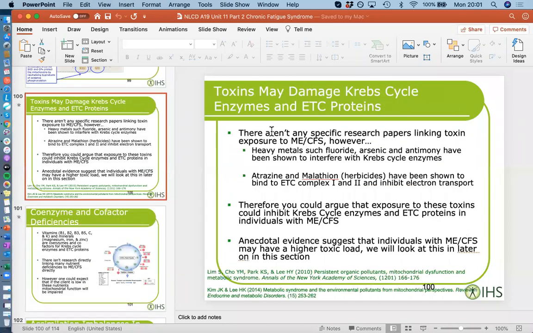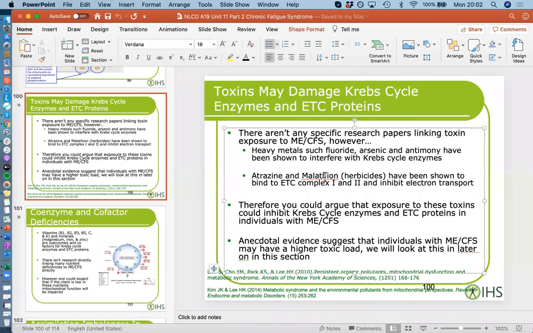See here, so there aren't any specific research papers linking toxin exposure to ME/CFS. However, heavy metals such as fluoride and arsenic have been shown to interfere with the Krebs cycle enzymes. Herbicides have been shown to bind to and inhibit the electron transport chain. So you could say, whilst there isn't any research specifically, and again, you could go out and search for some research, there could be something around polyphenols and inflammation in CFS patients.